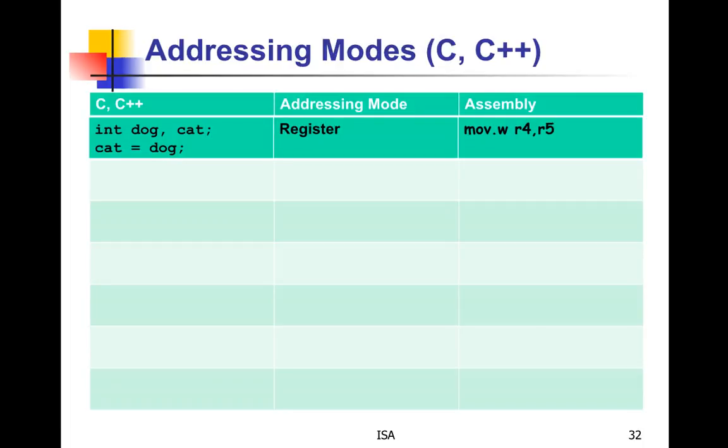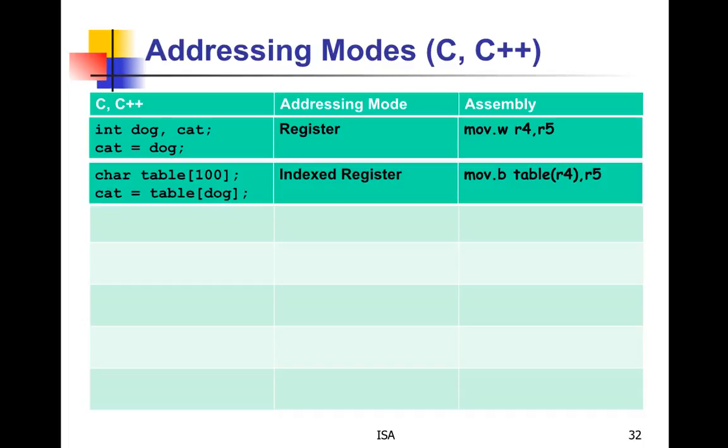So if you have int cat, dog, and you're using register mode, you move from one register to the other. This would be especially true if you declared dog and cat to be registers.